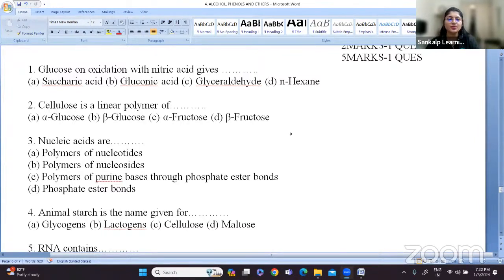So it is a polymer of nucleotides which is joined by covalent phosphodiester bonds between their sugar and their phosphate group. So it is C, polymers of purine bases through phosphate ester bonds. This is the answer, option number C.